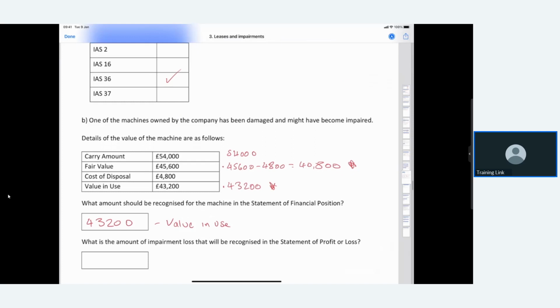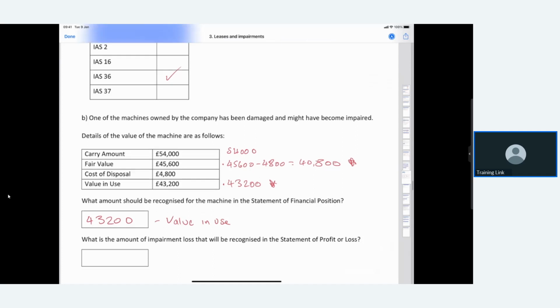It then says, what is the amount of impairment loss that will be recognised in the statement of profit or loss? Well, if the current valuation in our accounts is 54,000, and it's going down to 43,200, the difference between the two will be our impairment loss, which comes to 10,800. The impairment loss that would be recorded in the statement of profit or loss would be 10,800.